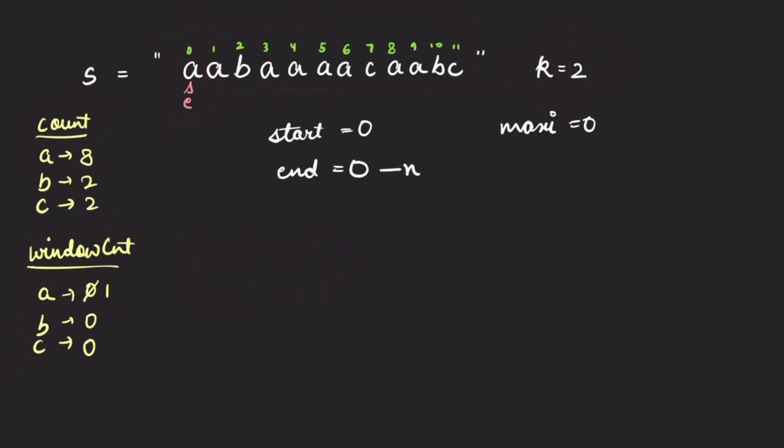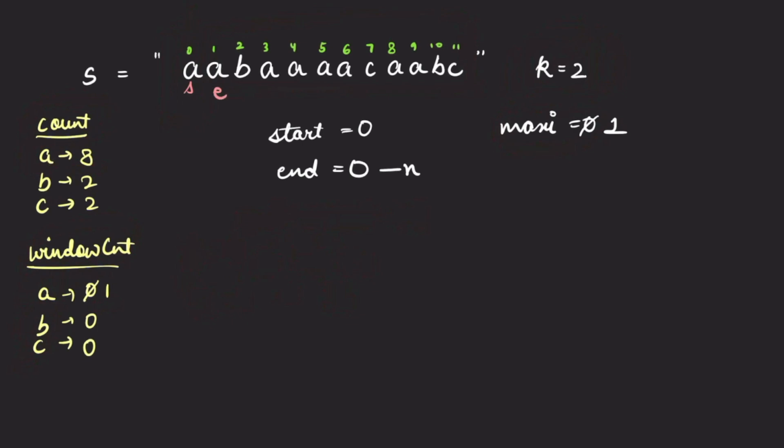So what we will do is, we will take its length and we will update the maximum. Its length will be end minus start plus 1. So this is 0 minus 0 plus 1, so our maximum will be updated to 1. Now again, as we do every time, we will move our end forward. So end will come here.